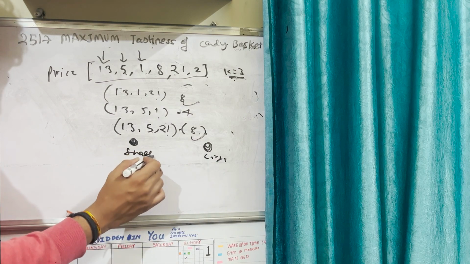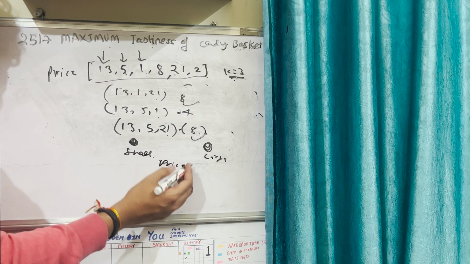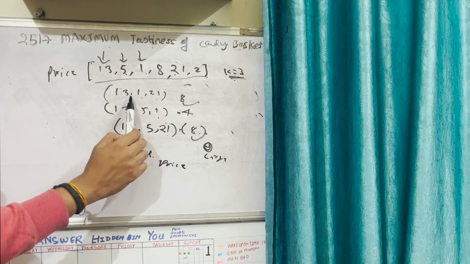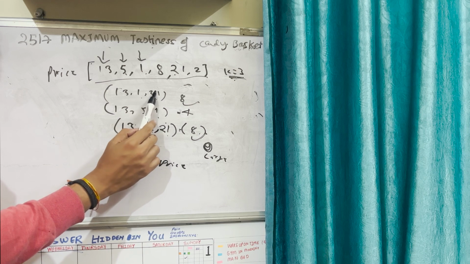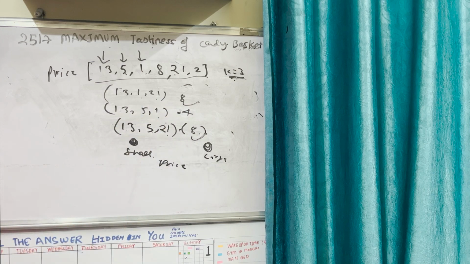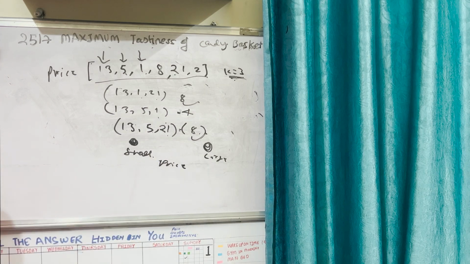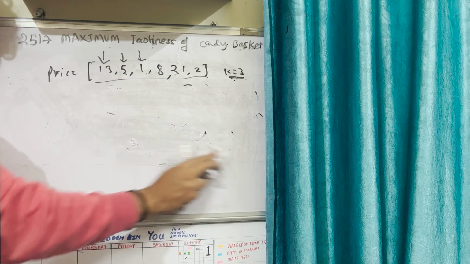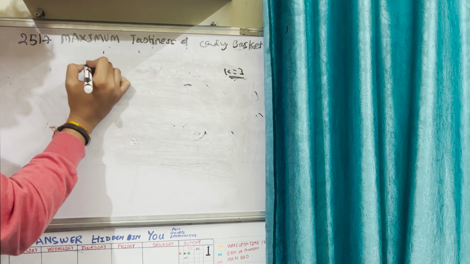Okay, as tastiness depends upon the price, as I told, tastiness will be the absolute difference of the values, like 13 minus 1, 1 minus 21, and 13 minus 21. So you can think we can take the smallest value and largest value. To get that, how I'll do, let me rub this, and let me rub this also. So let me just check what was the example.